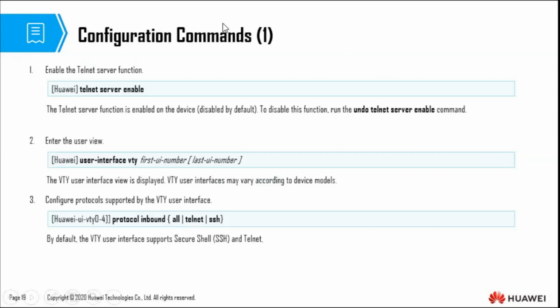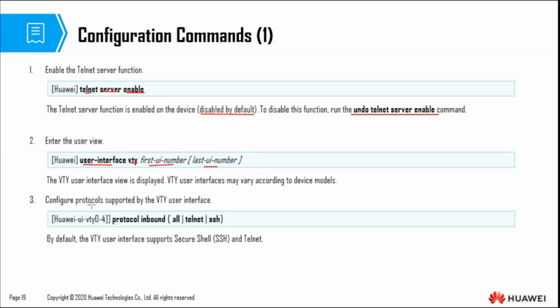So how to configure a Telnet server? Use the command telnet server enable. By default, it is disabled. If you want to disable it, you use undo. Okay. To enter the VTY user interface view, or to create them, you use the command user-interface vty, then the first user interface number, for example 0, and the last one, for example 4.